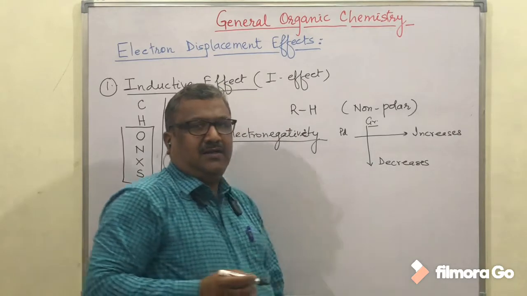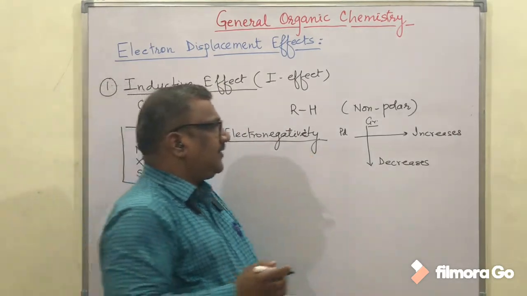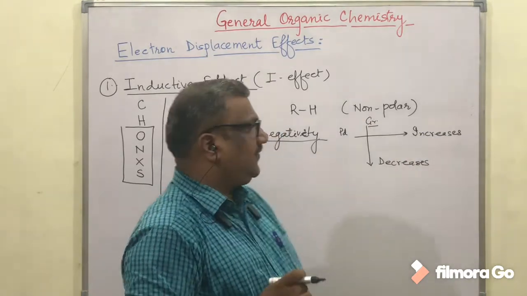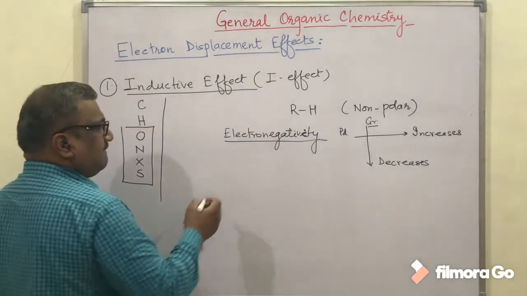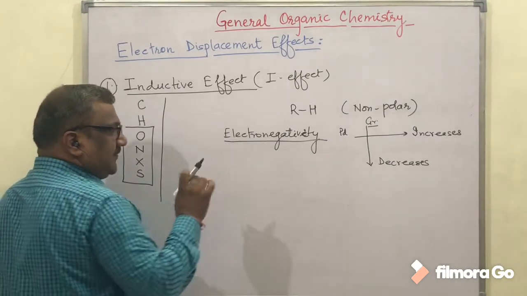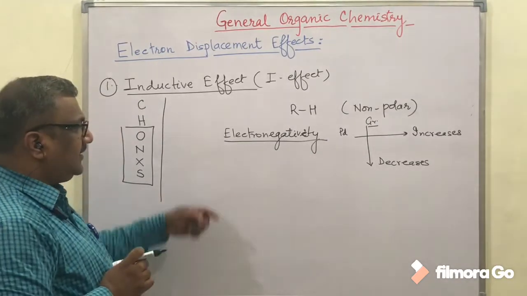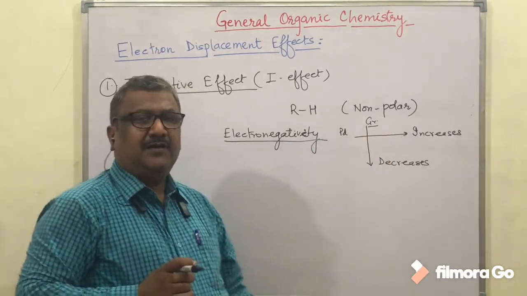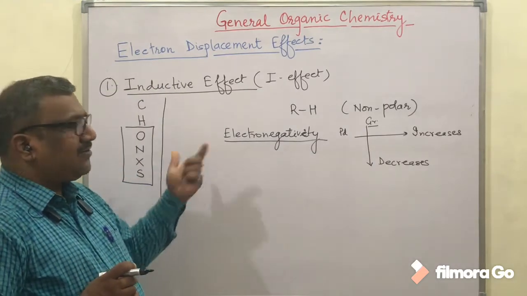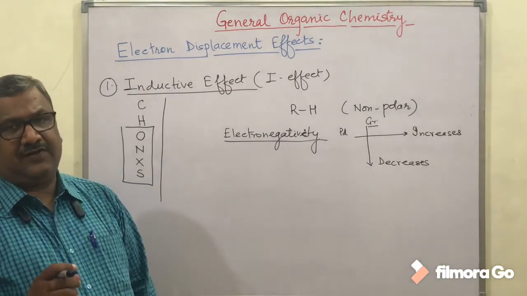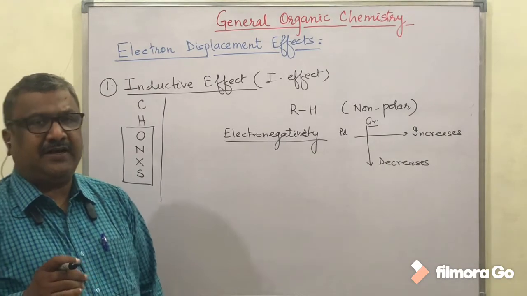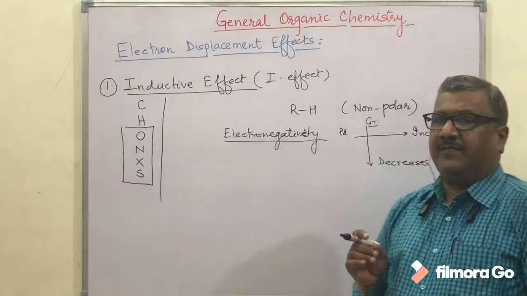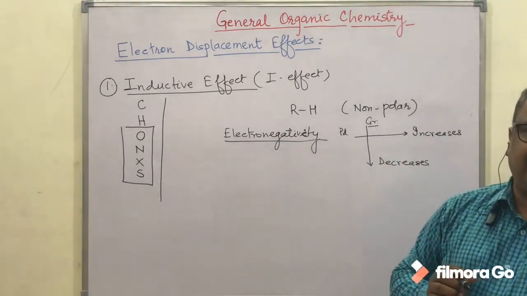Okay? So this was the simple periodic trend for us. For electronegativity, across the period it increases, and down the group it decreases. First thing. Secondly, which is a very important part for us: for different atoms, this is the periodic trend. But for the same atom, the electronegativity varies from one compound to another depending upon its condition. This is a very important part of the electronegativity property.